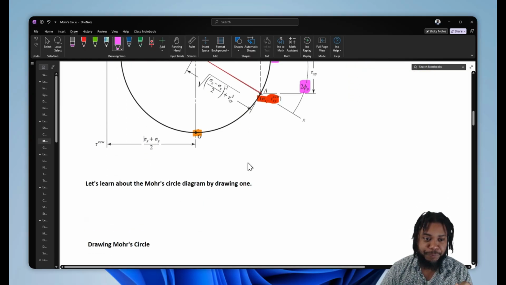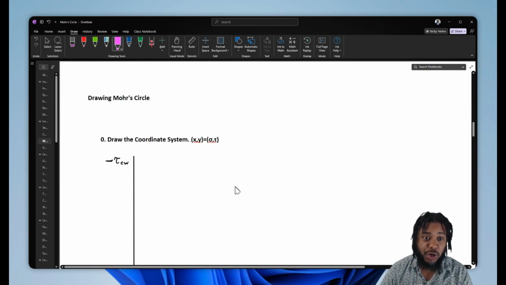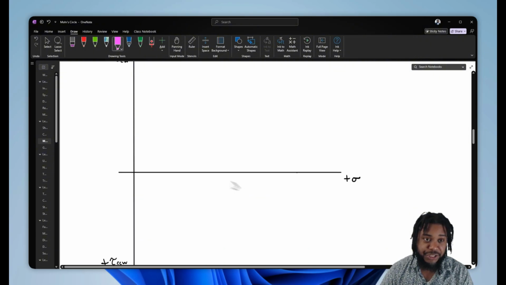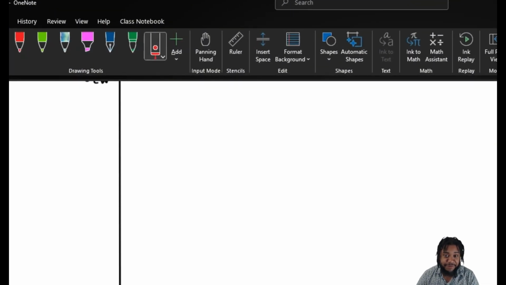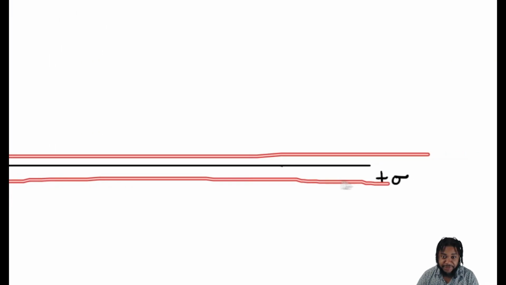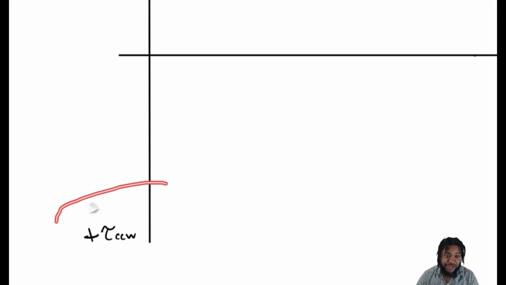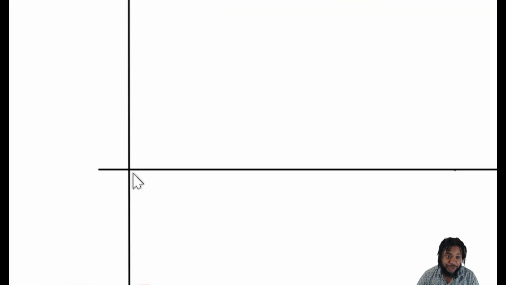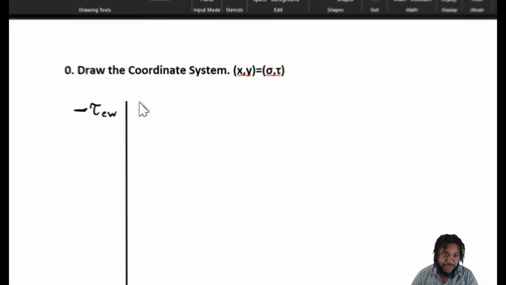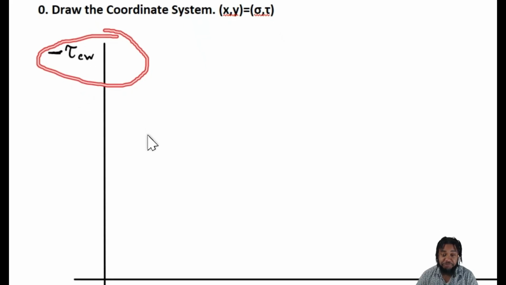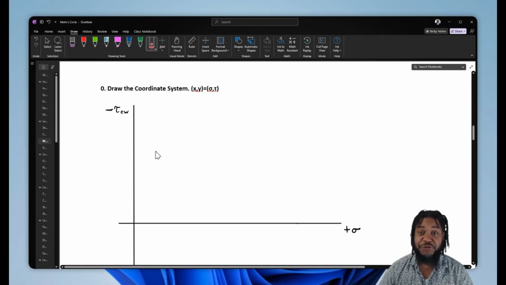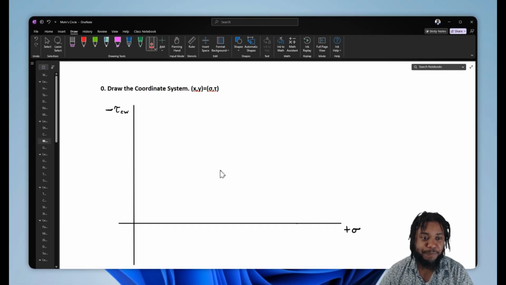The first thing to do in drawing Mohr's circle is to just draw the coordinate system. So just to note that our x-axis is normal stress, and our y-axis is shear stress, with positive shear stress being below the x-axis and negative shear stress being above it. Starting point, step 0, so to speak, for Mohr's circle.